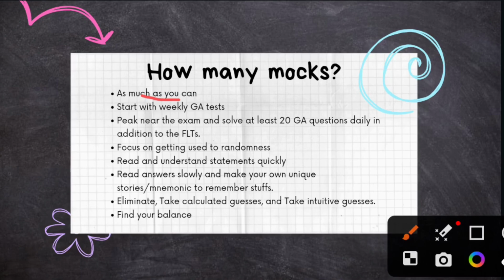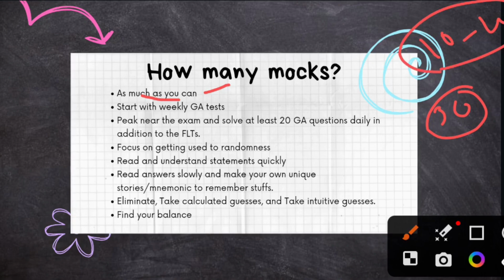Now, how many mocks should one do? I would say as much as you can. For GA, as much as you can, because there is no syllabus for GA. They can ask literally anything under the sun, and they have not specified any time period. It is only from the previous trends that we can understand that they are focusing on the last 3 to 4 months. So in my opinion, you should practice as much as you can.